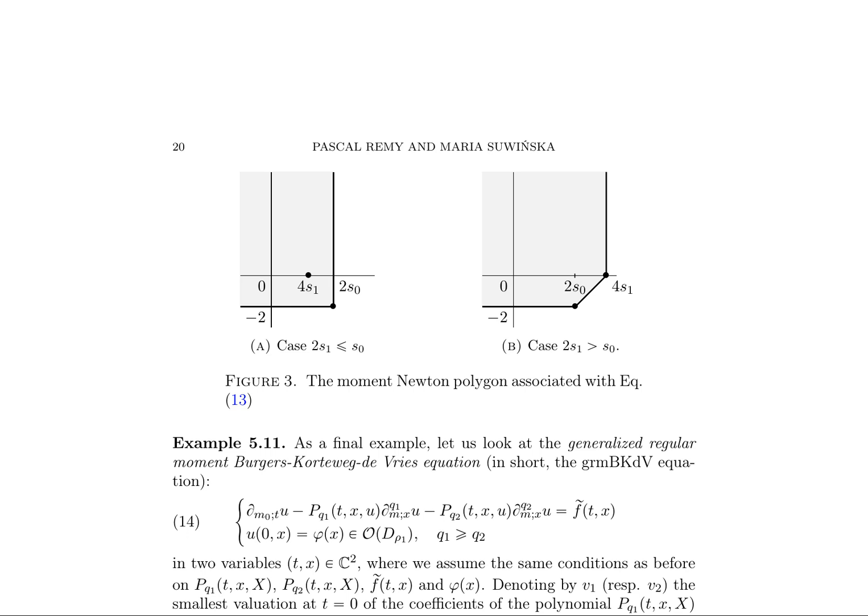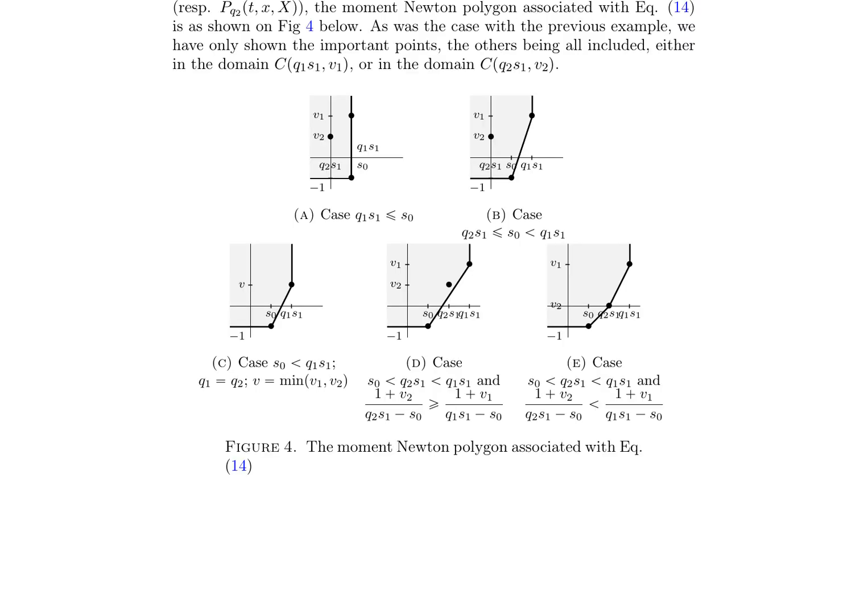The first case occurs when q1's 1 is less than S0, resulting in a polygon covering the domain C(q1's 1, v1). The second case has q2's 1 less than S0, with the polygon covering C(q2's 1, v2). The third case corresponds to S0 less than q1's 1, q1 equals q2, v equals min(v1, v2), spanning both domains C(q1's 1, v1) and C(q2's 1, v2).